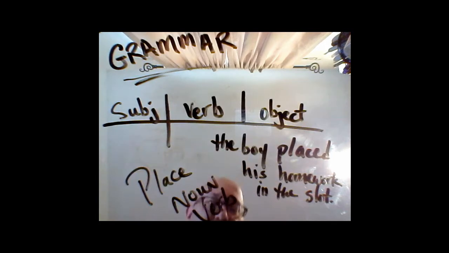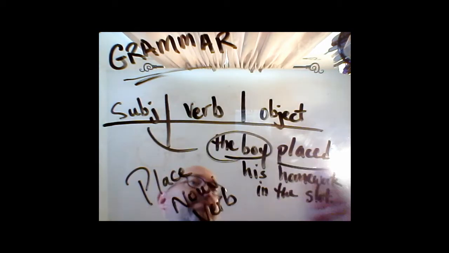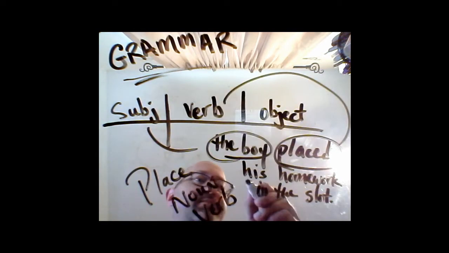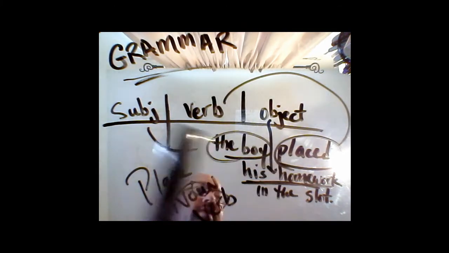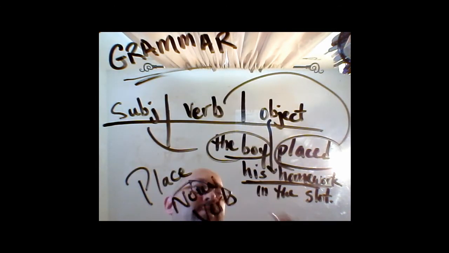Okay, the boy places homework in the slot. Now, the subject of that sentence, of course, is the boy. The verb is placed, and the object is his homework. Okay, his homework is what was placed. So, the boy is the noun. What did the boy do? He placed. What did he place? He placed his homework. Subject, verb, object. In the slot, that just tells you where he placed it. That's kind of irrelevant. We'll look at another example in just a moment.